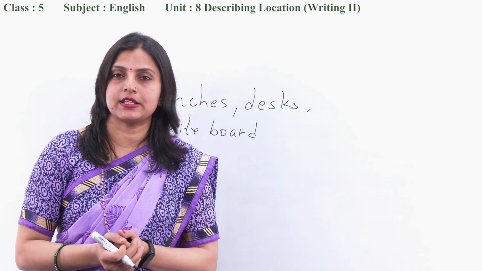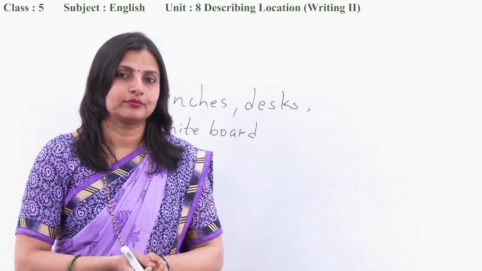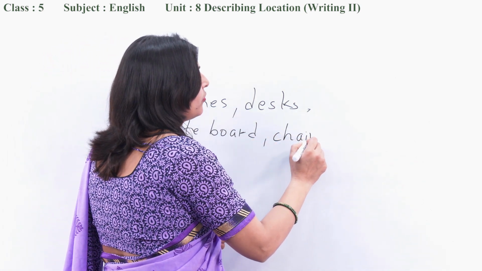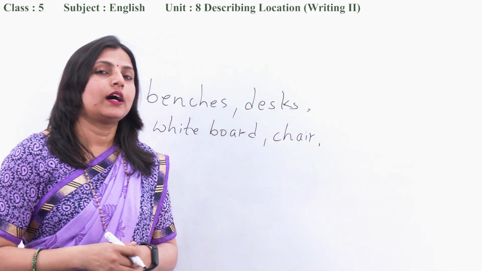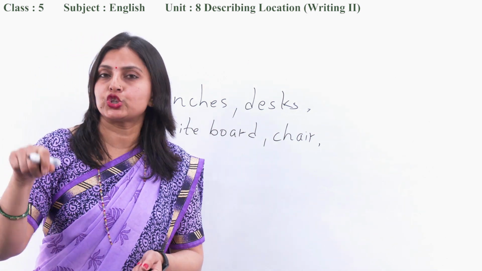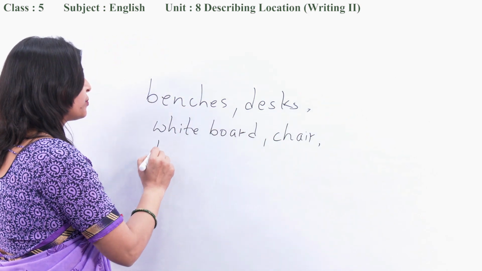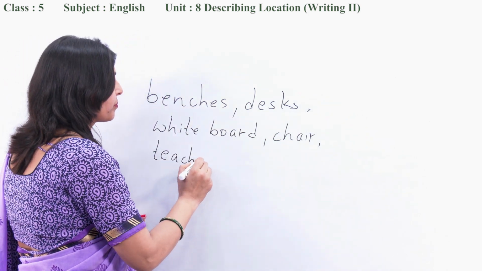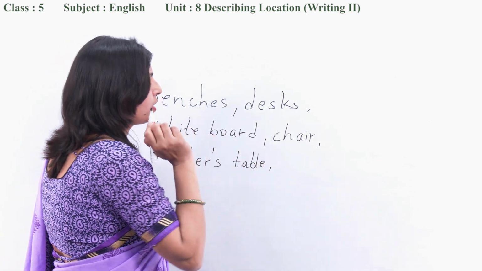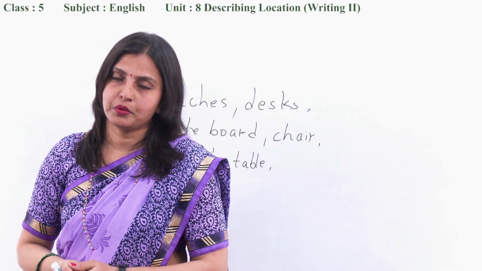Okay, what other things can be there? Where does your teacher sit? Okay, yes, so there is a chair, right? And then after, where does he keep your exercise books to check? Good, there is a teacher's table. Okay, so there is a teacher's table. What other things are there in your classroom? Tell me.